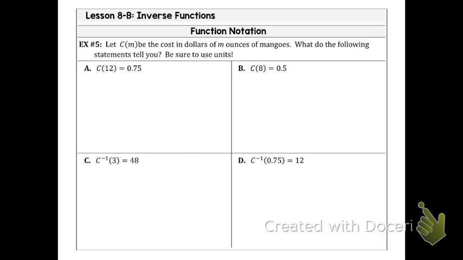All right, so I'm going to kind of write this out. So C of M, M is the ounces of mangoes. So I'm going to put ounces of mangoes. That's equal to the cost. Okay, so when I look at that and I see C of 12 equals 0.75, I know that the 12 is the ounces of mangoes. So 12 ounces of mangoes cost, and the cost is in dollars, so it's 75 cents.